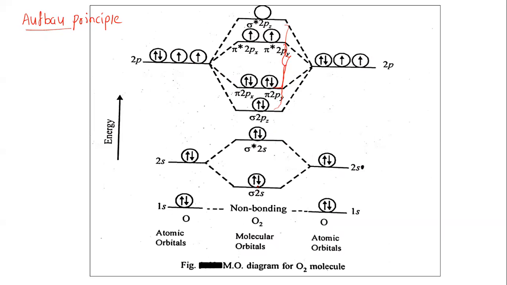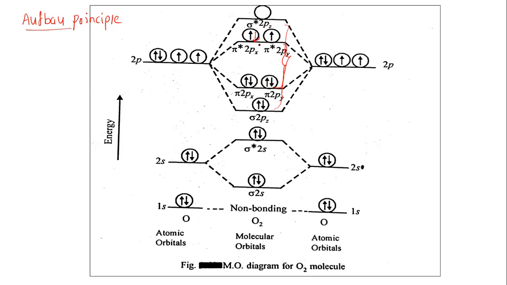So first of all, σ2s is the lower energy orbital here, and 2 electrons can be placed. σ*2s, the next 2 electrons. σ2pz, the next 2 electrons. These are the 2 π molecular orbitals which have the same energy level, so 4 electrons go there. So we have filled 10 electrons. Now 2 are remaining. So π*2px carries 1 electron and π*2py carries 1 electron.